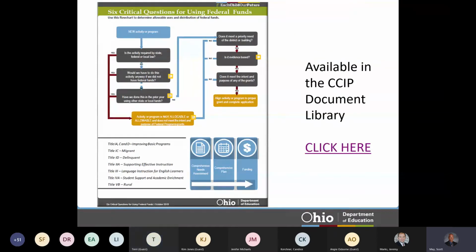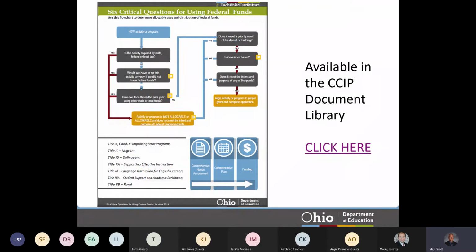There are the 6 critical questions for using federal funds. This was recently updated. When you click on that hyperlink that's there on the right side in the presentation, it'll take you right to it. This is also included in the handouts that were given to you.